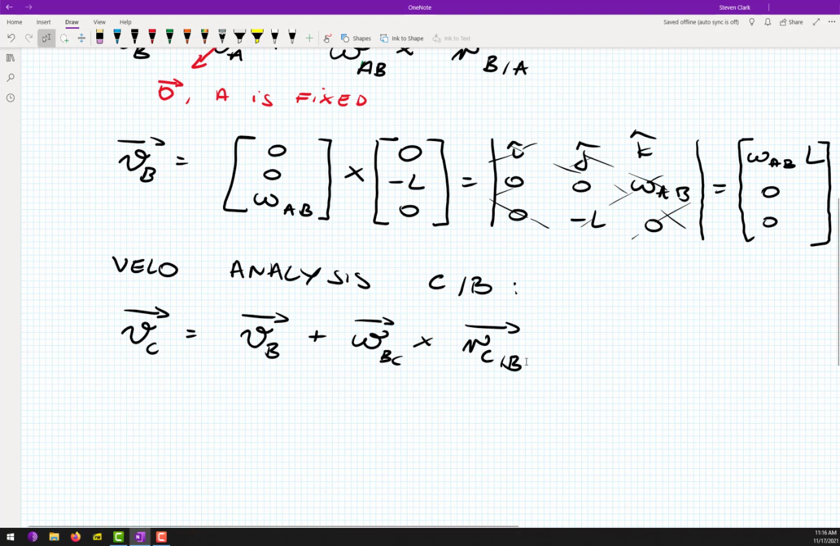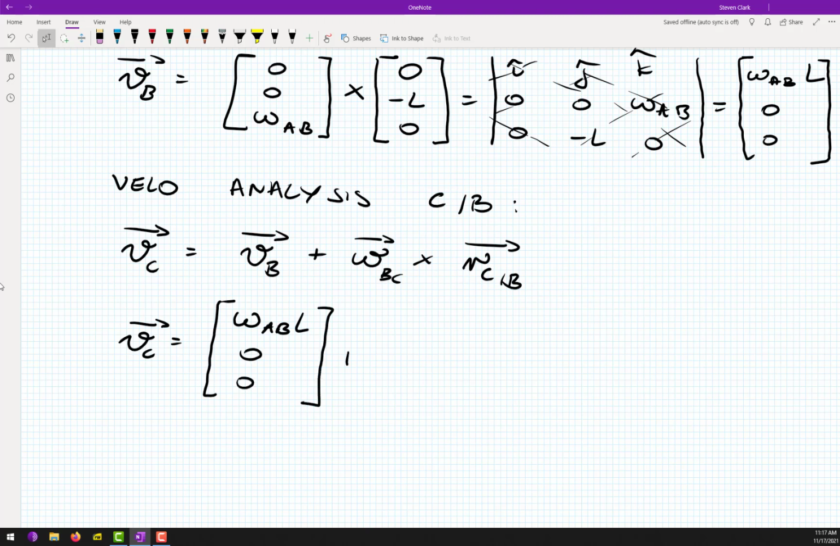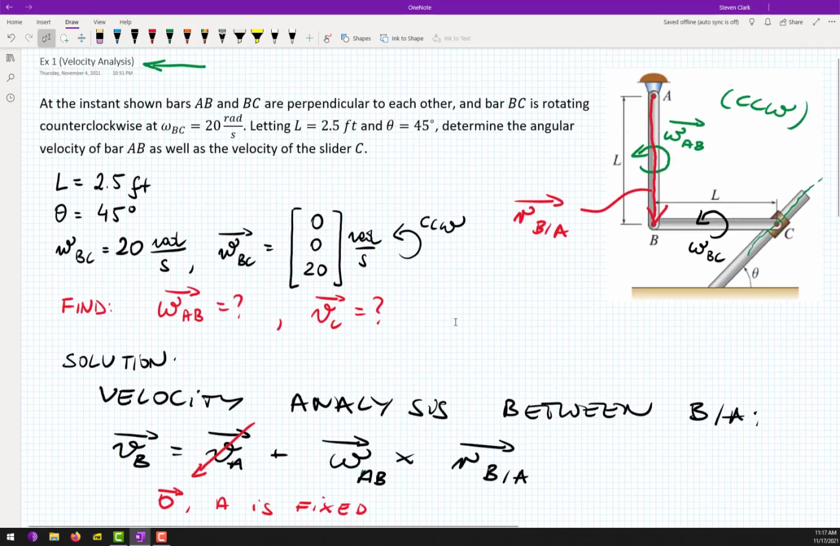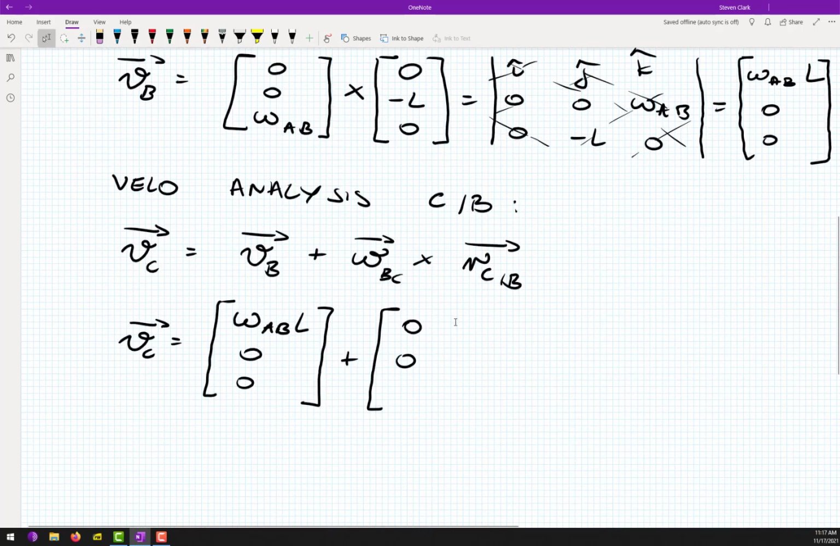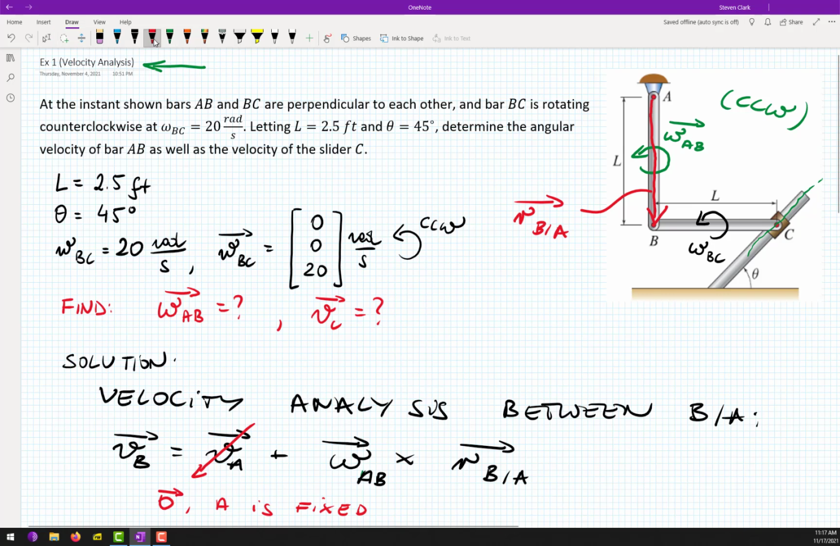Okay, so let's do it. So V_C is equal to the thing that we just found, so it will be omega AB, 0, 0 plus this vector. I think that they gave us. I forgot how much it was. Can I scroll up the board? Sorry, yeah. 20, yeah? 20 counterclockwise. Aha, and now this vector. Let's draw that vector on the picture as well. r_CB. It's also going to be red.